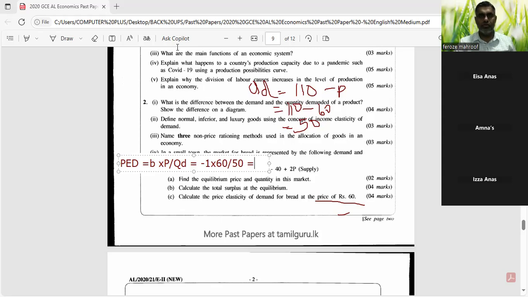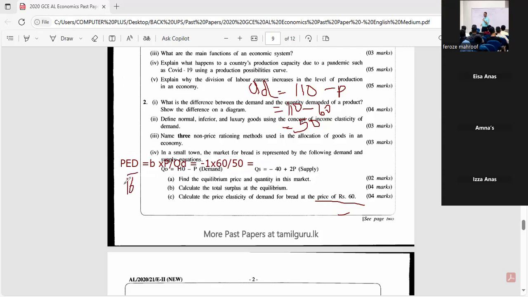So 60 over 50, 60 divided by 50 means 6 over 5, which is 1.2. So the PED at equilibrium is 1.2. So very easily you can score 10 marks. Did you understand? Do you all have any doubt here?